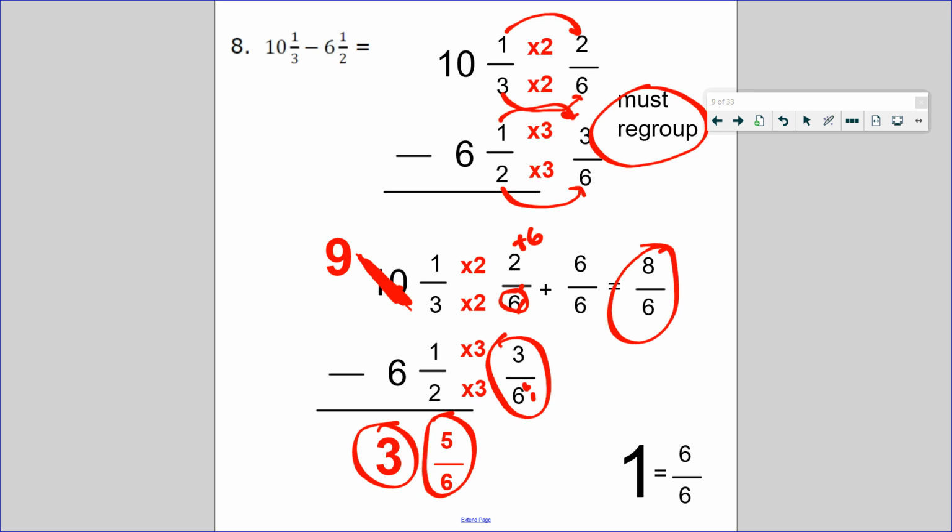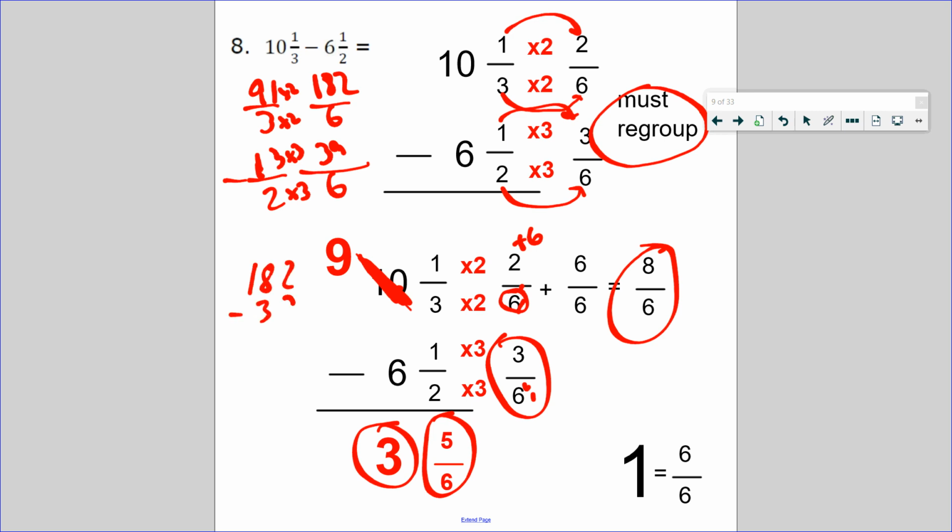I have other kids say, I don't like this way. I'm going to do it the improper way. 30 and 1/3 is 90 1/3 minus 6 1/2. 6 times 2 is 12 plus 1 is 13 halves. So we have to have a common denominator. What's the relationship? Times 3. That's 39. What's the relationship? Times 2. That's 182. So no regrouping, it's just regular subtraction. 182 minus 39. I have no idea, so we will find out.